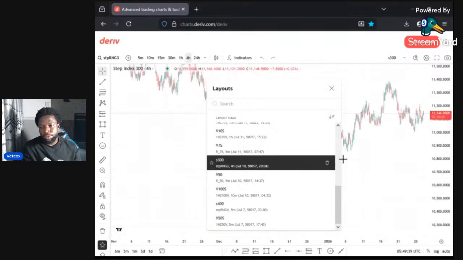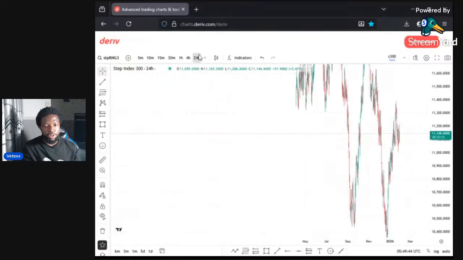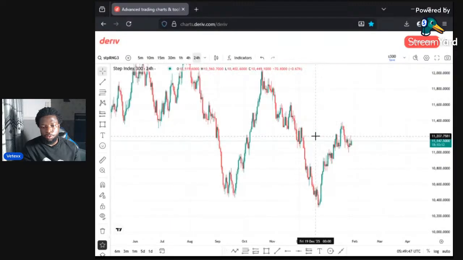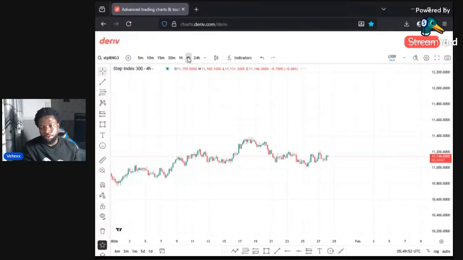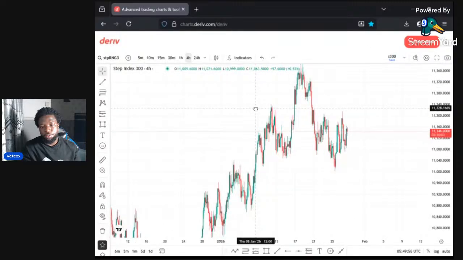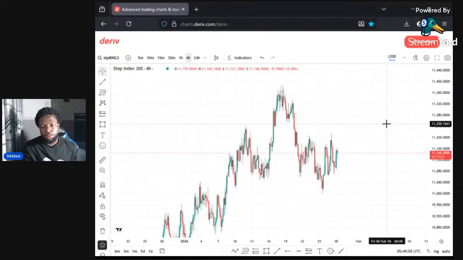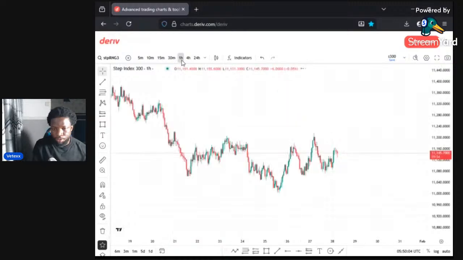Let's check Step 300. So Step 300 has been bearish on the weekly time frame. It smashes the 1-hour time frame target, not quite long. Let's check the 4-hour time frame, if we are going to see something we can hold on to. So until this 4-hour time frame, there is nothing. Let's check the 1-hour time frame, if you are going to find something on the 1-hour time frame.